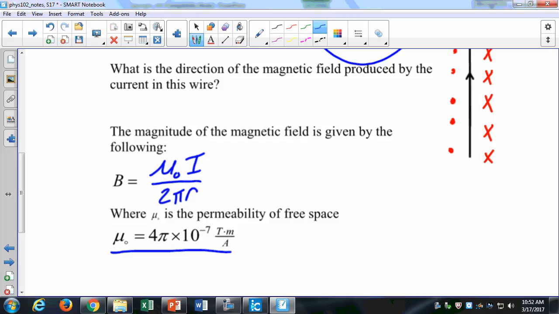For which one? This one right here? This one? Okay, so my current is going up. So I actually have, where's my pencil?